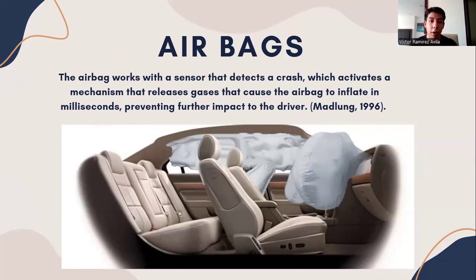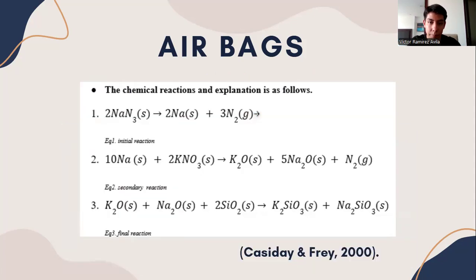The airbags in general work with sensors that detect a change in acceleration, and when a crash occurs, these sensors activate a mechanism that releases some gases, and these gases make a reaction, and for that reason, the airbags appear very fast, in milliseconds, and that's how it works in general.